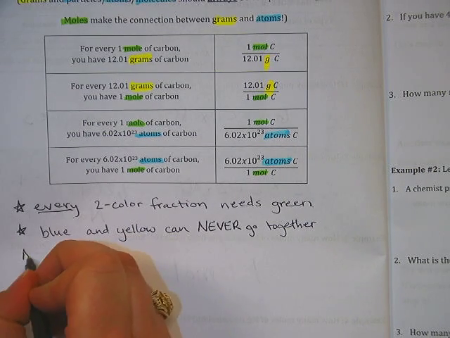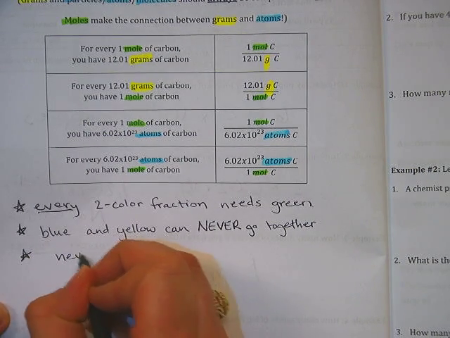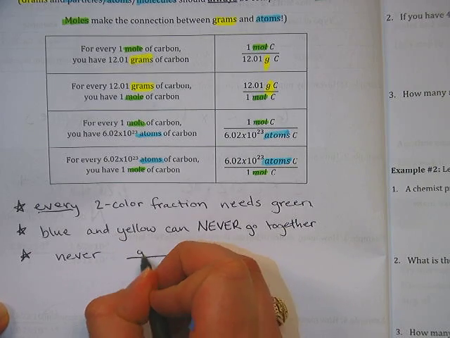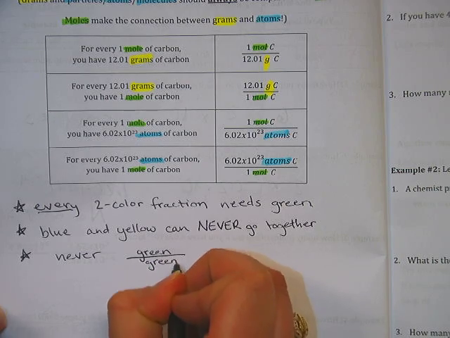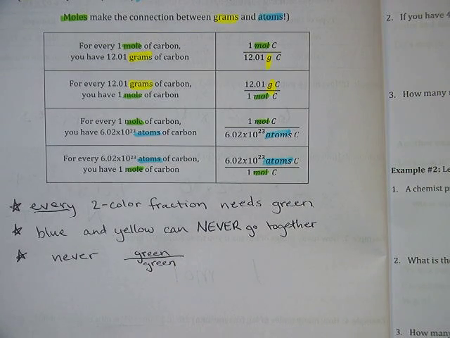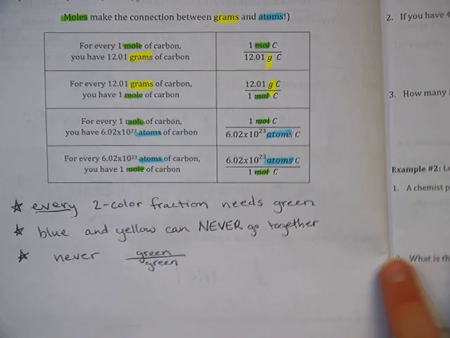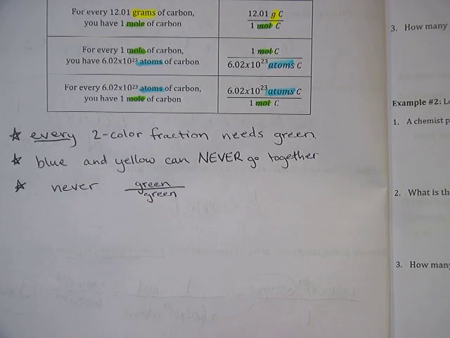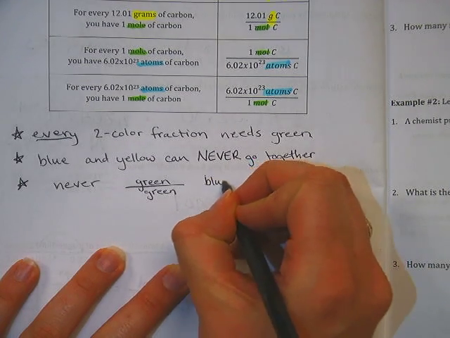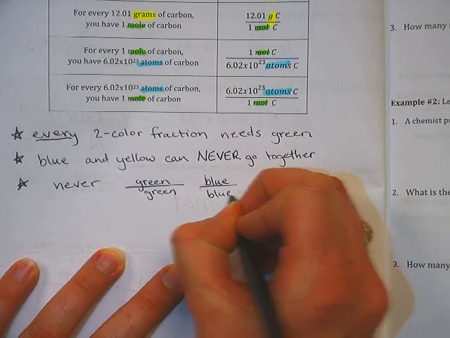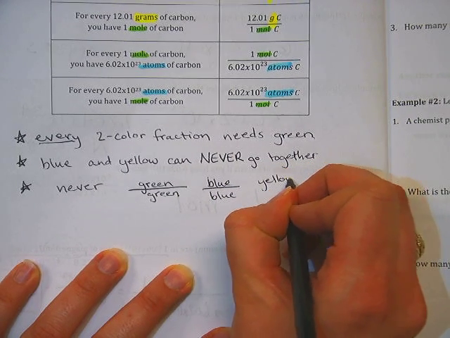Okay, and the other thing you're going to see is that there will never ever be a fraction that is green over green for this unit. You're always going to need green with yellow or green with blue. You can't have green with green for now. So will you be able to have yellow with yellow and blue with blue? No. In fact, I guess you could say never the same color on top and on bottom. So never green over green or blue over blue or yellow over yellow. That's a good point, Abby. Thank you.